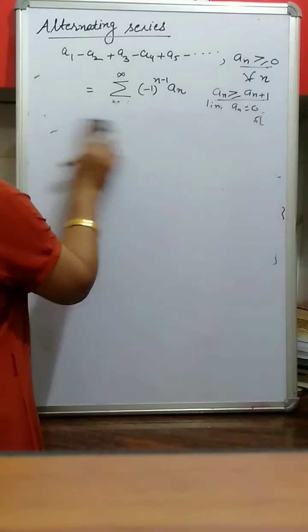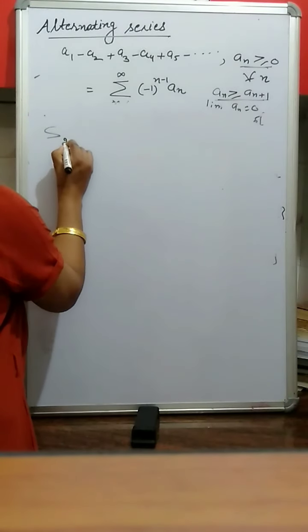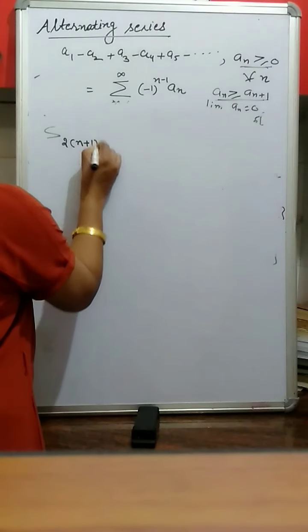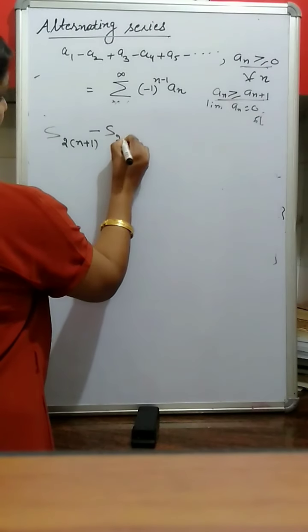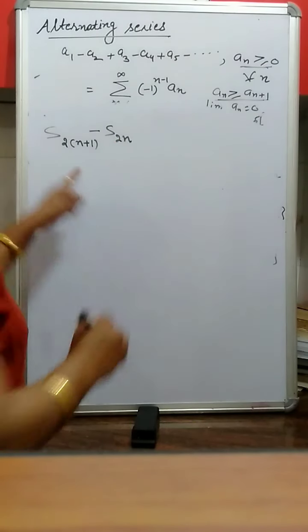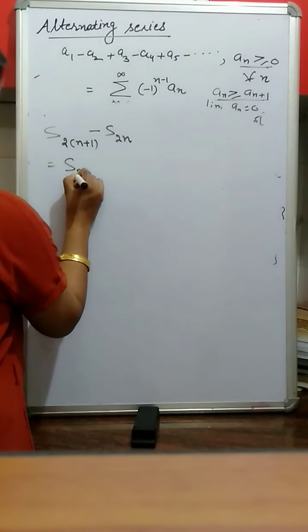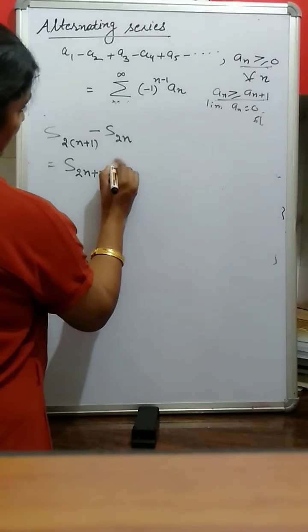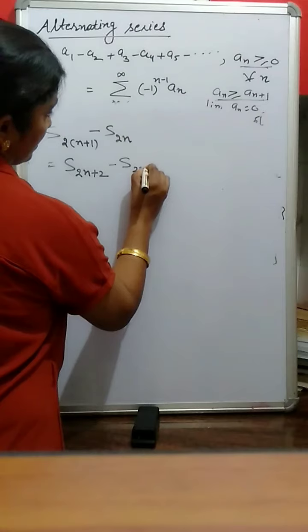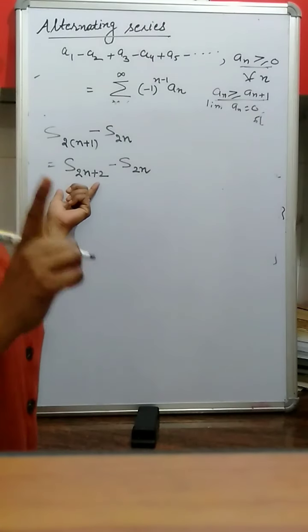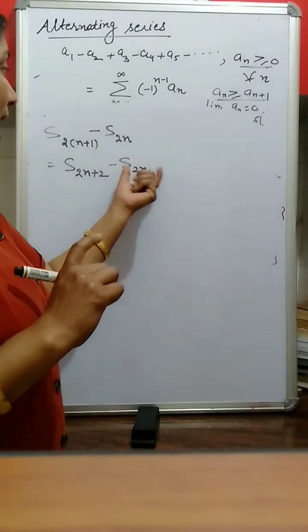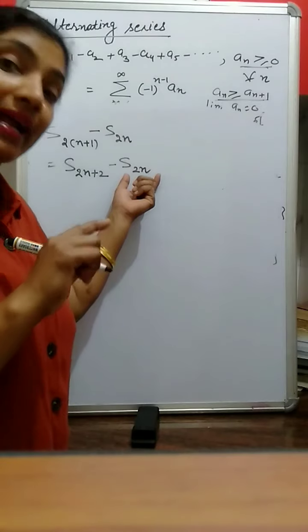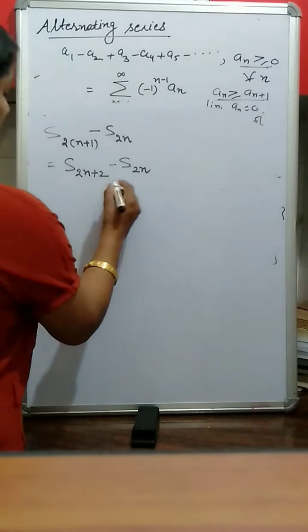Take the opposite of it. S_{2n+1}, because it contains more terms than S_{2n}. Okay. It is S_{2n+2} minus S_{2n}. So this is the sum of the first 2n+2 terms and this is the sum of the first 2n terms. Okay. So what will it be?